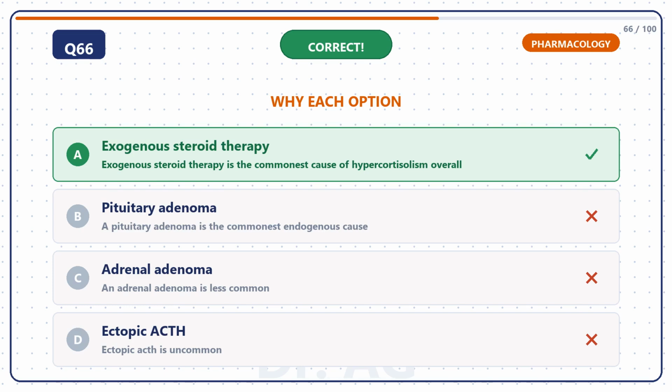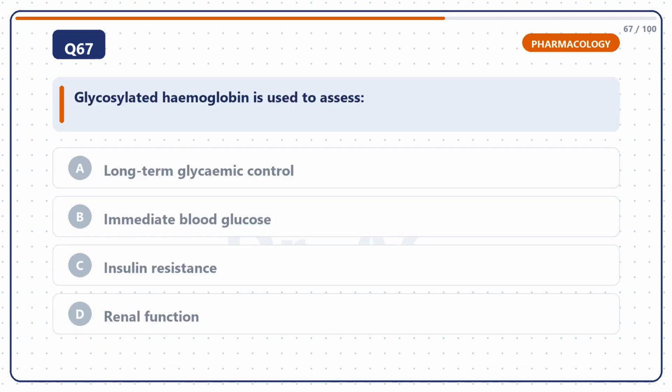Exogenous steroid therapy. Question 67. Glycosylated hemoglobin is used to assess. Option A. Long-term glycemic control. Option B. Immediate blood glucose. Option C. Insulin resistance. Option D. Renal function.